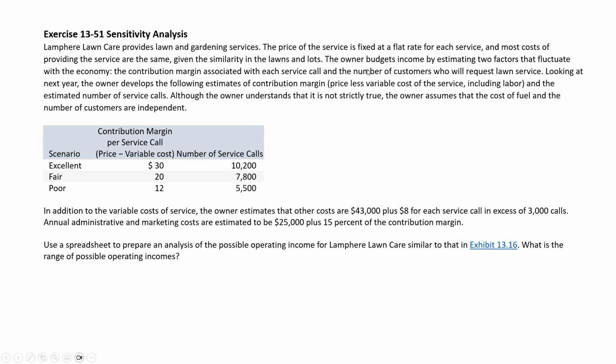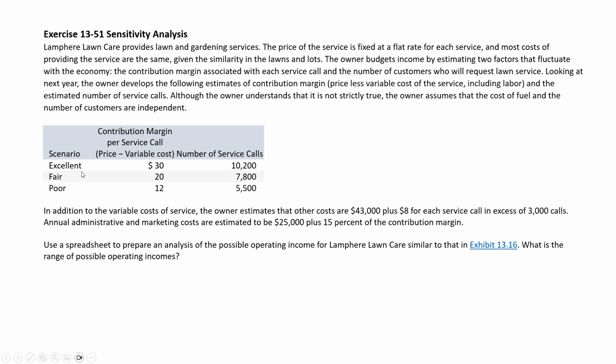The owner budgets income by estimating two factors that they believe fluctuate with the economy: the contribution margin associated with each service call and the number of customers who will request lawn service. Looking into the next year, the owner developed the following estimates of their contribution margin per call. Keep in mind that would be price less any variable costs, which includes labor, and the estimated number of service calls.